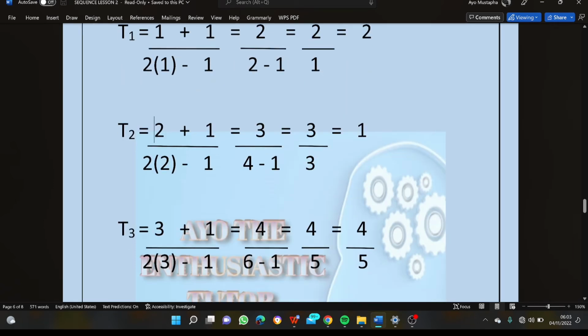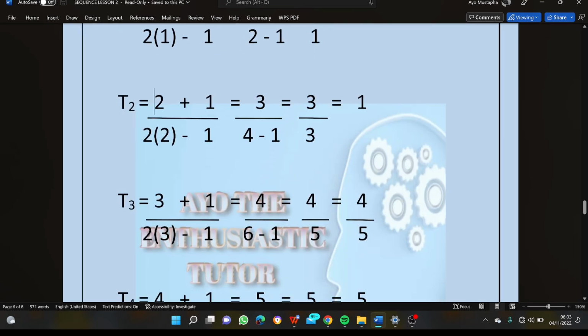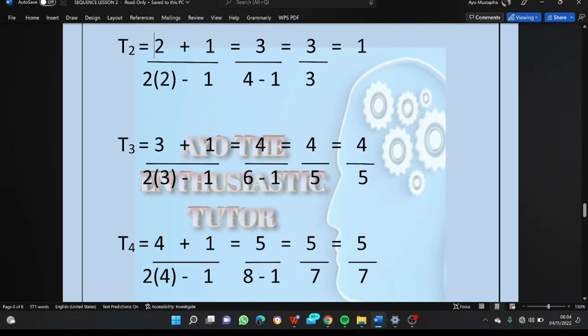So we solve for T3 and it continues that way. So we have 3 plus 1. We have 2 into bracket 3 minus 1 equals 4. We have 2 multiplied by 3 gives us 6. So we have 6 minus 1 gives 5. We have 4, this same 4 we bring forward. The 4 divided by 5, we leave it like that.